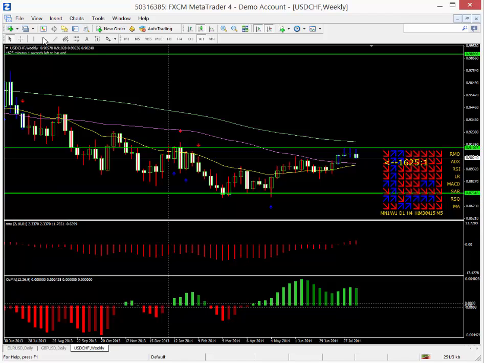So got to see a break higher. Failure to see that this week would obviously put more bearish sentiment pressure on price, and therefore look back towards the long-term trend, which is to the downside.